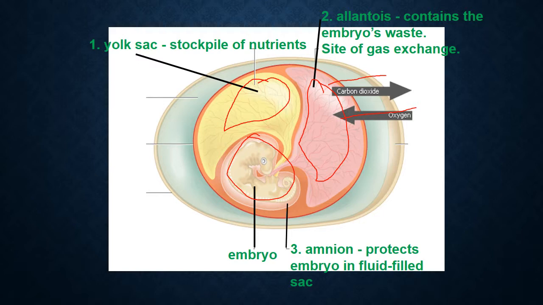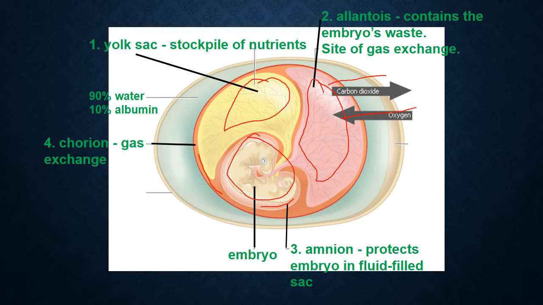The third is what we call the amnion, and that is a fluid-filled sac that protects the embryo. So you'll see right here, it surrounds the embryo, just allows for dampening of vibrations and that sort of thing. So it's called the amnion. And the 4th is the chorion, and again, gas exchange occurs here as well.